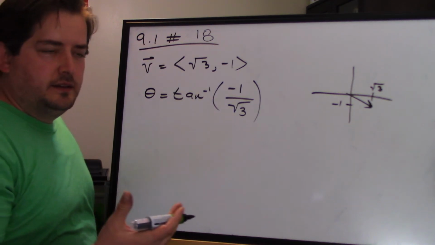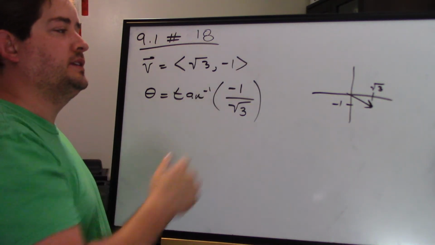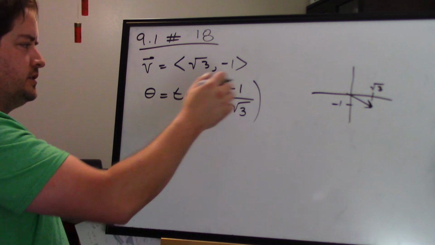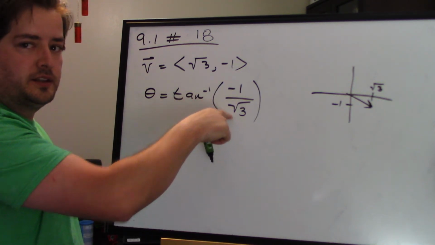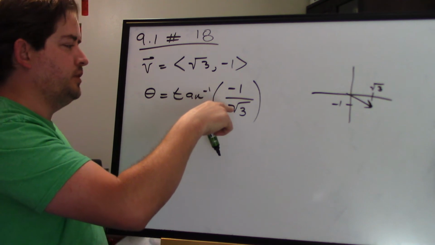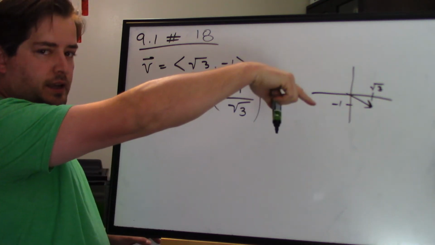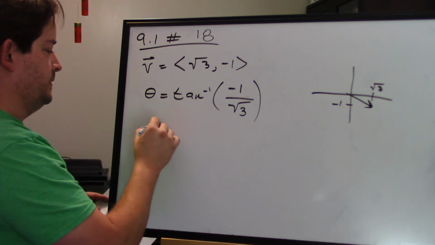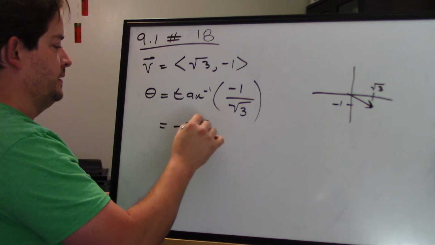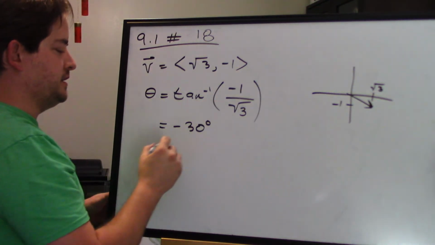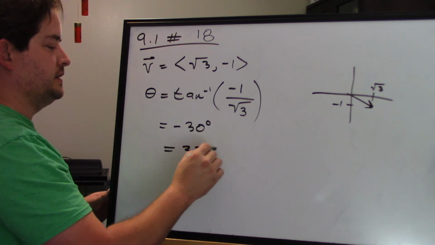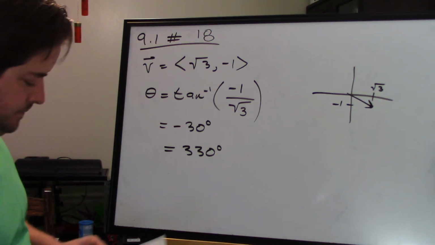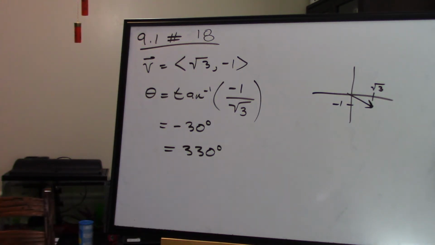But again, to get into quadrant 4 but be between 0 and 360, I'm going to have to add to get myself into the correct area. This one I should know. I don't have to plug this into a calculator. Tan inverse of -1 over √3 is going to be negative 30 degrees. But again, that's the same thing as a positive 330 degrees. And so that's the answer we're looking for in the homework.